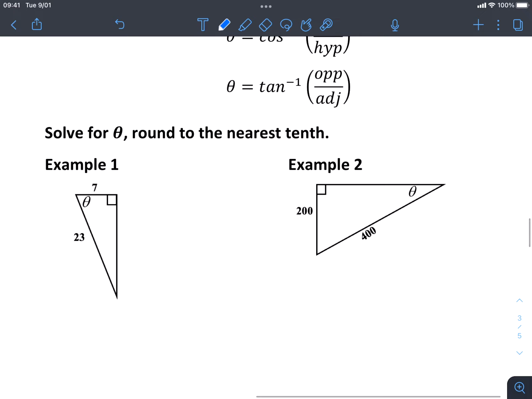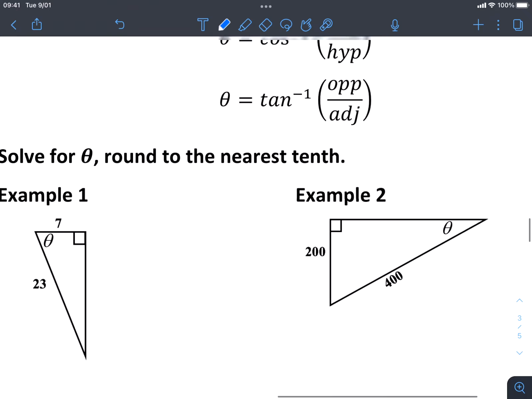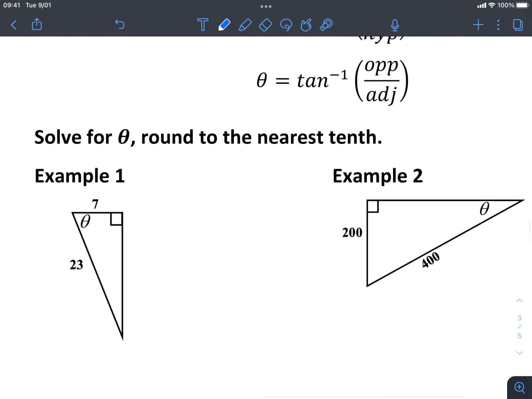So in our first example, it might be helpful for us to label the sides of the triangle so we can figure out which function we need to use. If my theta is there, this is my opposite side. I know the side opposite of my right angle is my hypotenuse, and that must make this little side here our adjacent. So since I'm given the adjacent and hypotenuse sides of the triangle, I should use cosine.